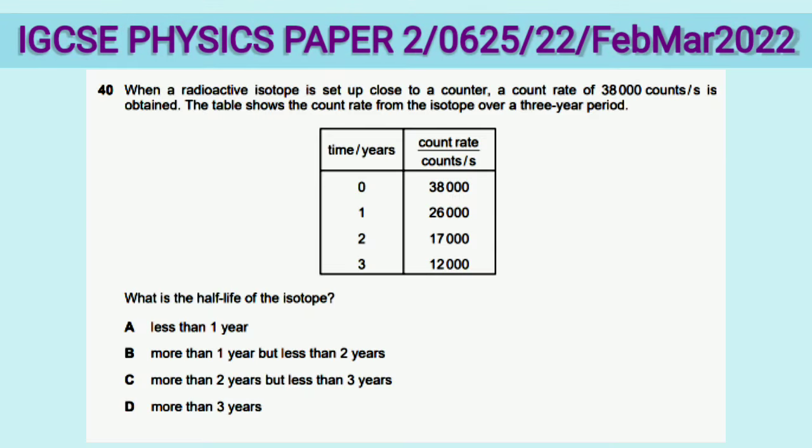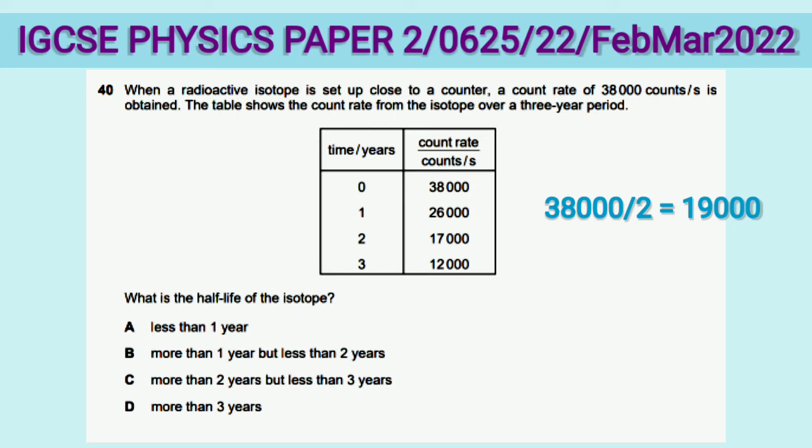We have come to last question of the paper, that is question 40. When radioactive isotope is set up close to a counter, a count rate of 38,000 counts is obtained. The table shows the count rate from the isotope over 3-year period. What is the half-life of the isotope? At 0 year or 0 time, count rate is 38,000. We have to find when will it become half of 38,000, that is 19,000.